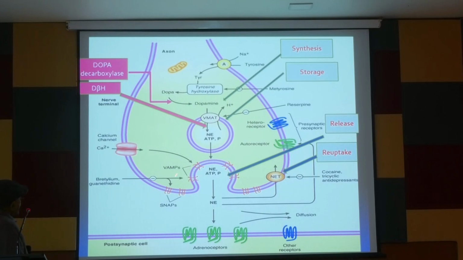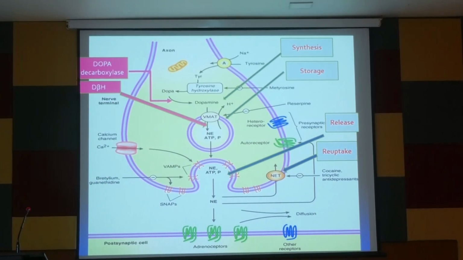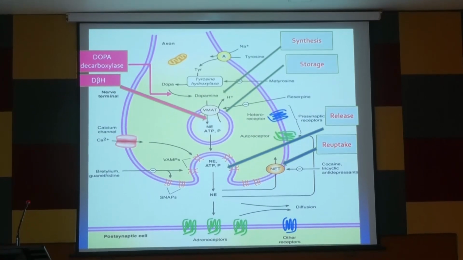Another example: you can see here these are drugs which were used for the treatment of hypertension. Now it is not used. Just for how the system may be deactivated, that is another example. Exocytosis can be inhibited by these two drugs, bretylium and guanethidine.